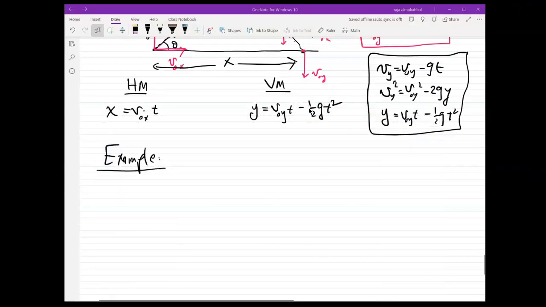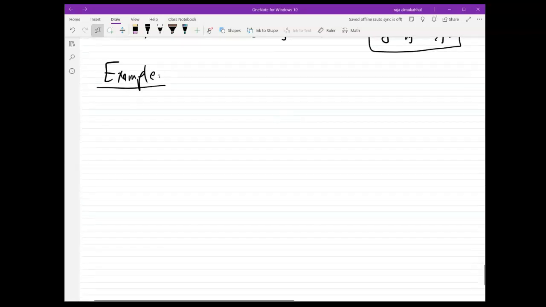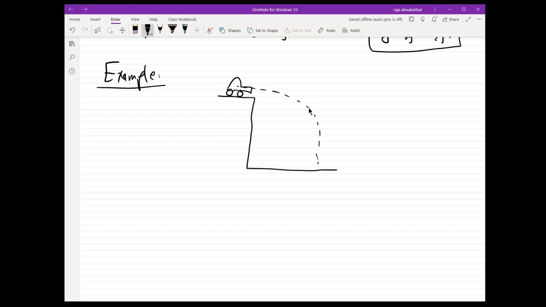So here, always draw a free body diagram. Always, always, always make your life much easier. So here is my diagram right here. Here's the cliff, here's the car, and so he's going to drive it off the cliff. Ah, it's not very good, is it? Let's say it lands right here. And so this is the range of the projectile, X. And this is the height of the cliff. These variables are important.